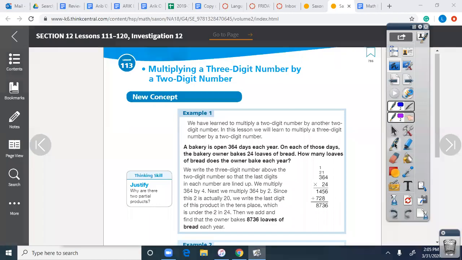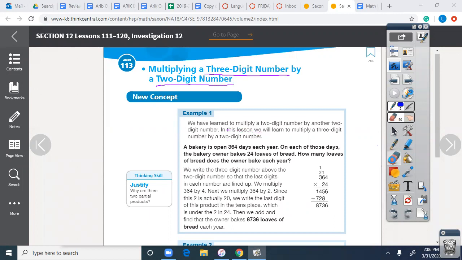All right, welcome. We are doing lesson 113 today. If you have your textbook and you want to follow along with us, we are doing page 786, lesson 113. We are going to learn how to multiply a 3-digit number by a 2-digit number.